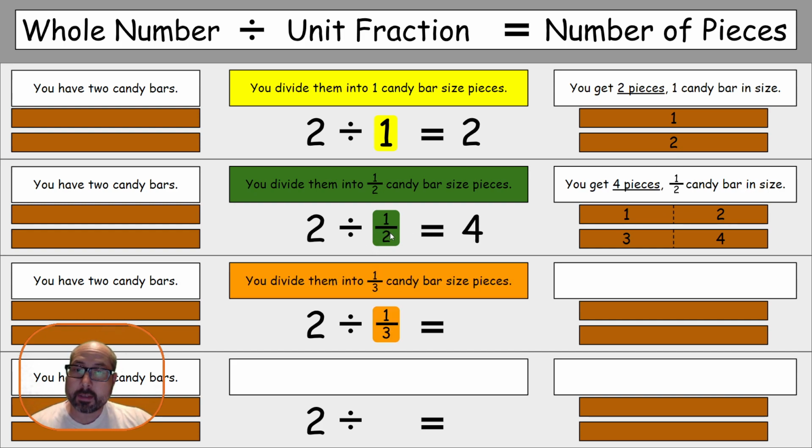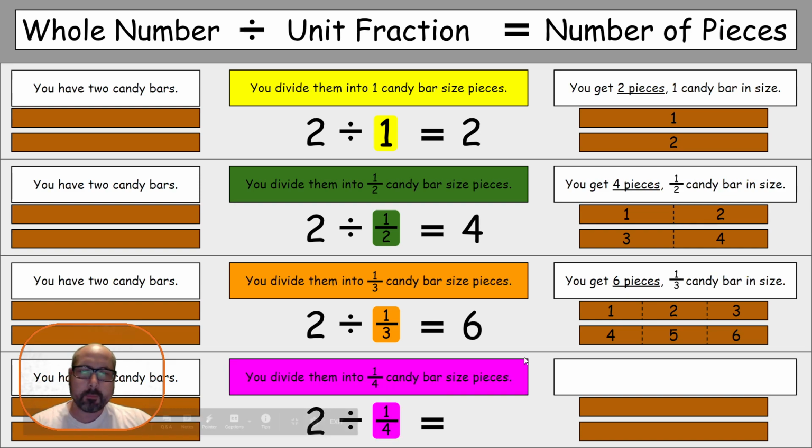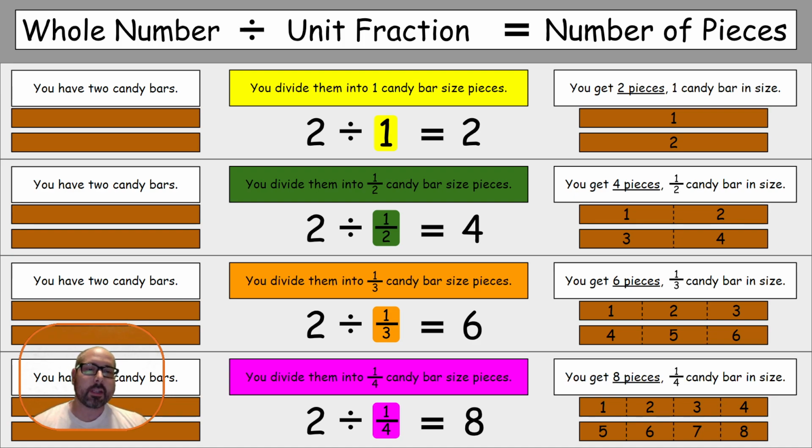So continuing with that theme, we're now going to do the same thing with 1/3 size pieces. Chop each whole, which we have 2 of them, into 1/3 size pieces. Count them up. We end up with 6. 6 is our answer. You get 6 pieces that are 1/3 candy bar in size. Okay, moving on to the next one, we're going to do the same thing here, and we'll end up with 1/4 size pieces. Chop each one into 1/4 size pieces. We end up with 8. 8 is going to be our answer. You get 8 pieces that are 1/4 candy bar in size.